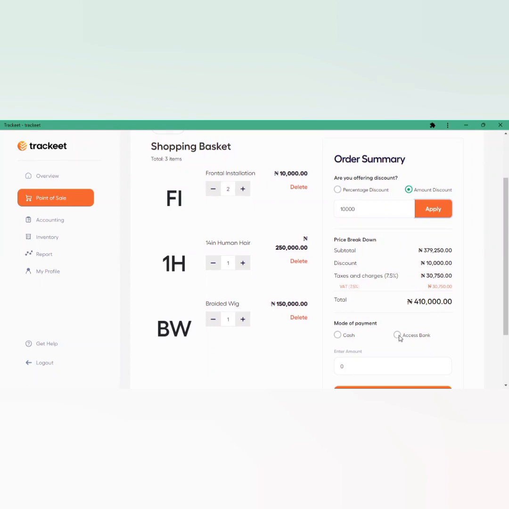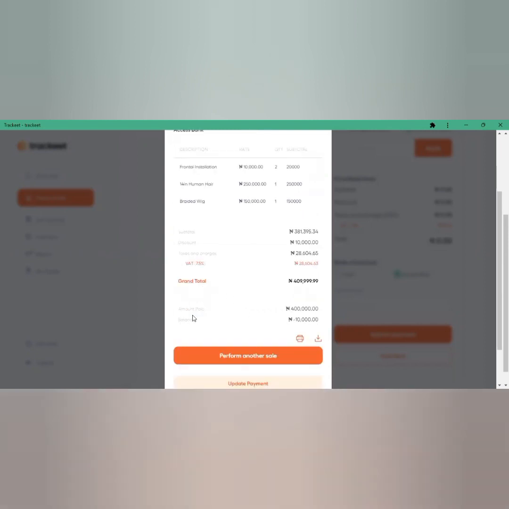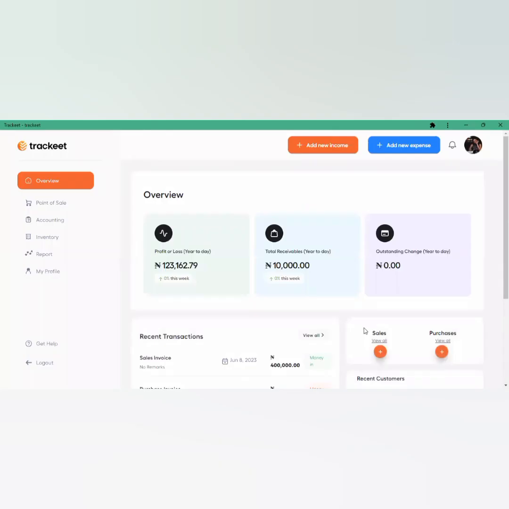So I would select my mode of payment, which is Access Bank. Here's my customer's invoice showing in detail the activities. We have the items listed and the services, and also I have my total sales, my discounted price, and also my amount paid and my amount to be balanced. For this sale, we're going to look at the overview module, the point of sales module, and also the inventory to see how these things actually increase and decrease.